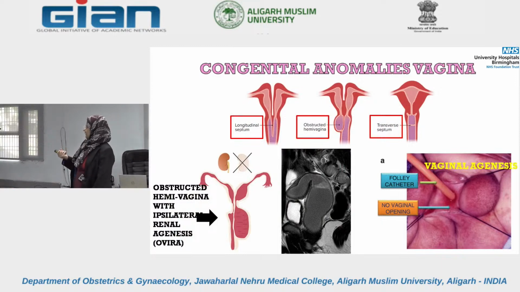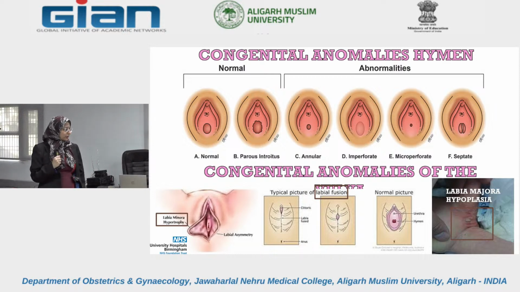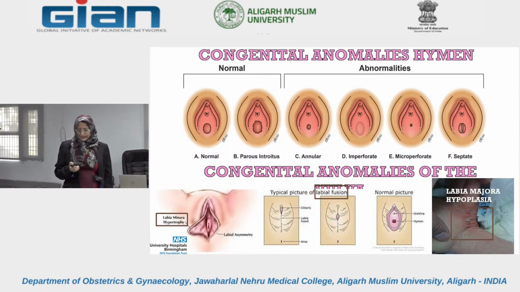So the normal hymen we can see, and there are various types: annular, imperforate, microperforate or septate, a fairly common problem. Sometimes labial fusion, labia majora hypoplasia, and asymmetry of labia, a very, very common thing. We don't take it as an abnormality. In the NHS, if somebody says, my labia is a bit asymmetrical, can I get it symmetrical? It's not allowed. Any cosmetic changes are not funded on the NHS, and sometimes they come in as mutilation, so we have to be careful.